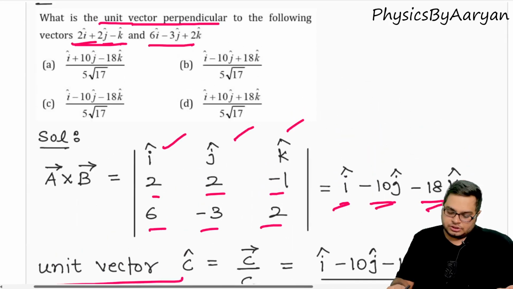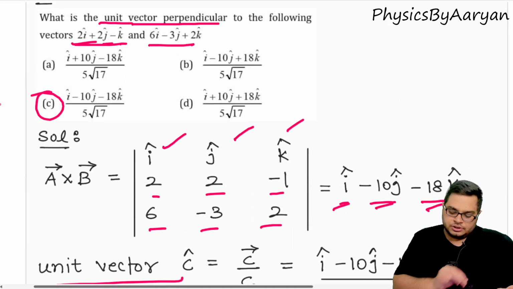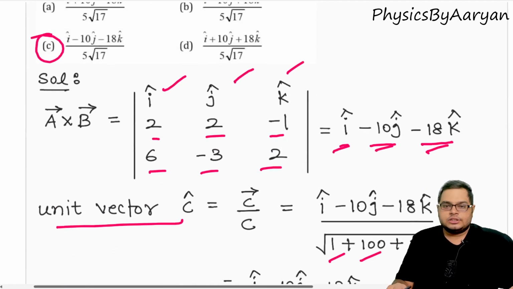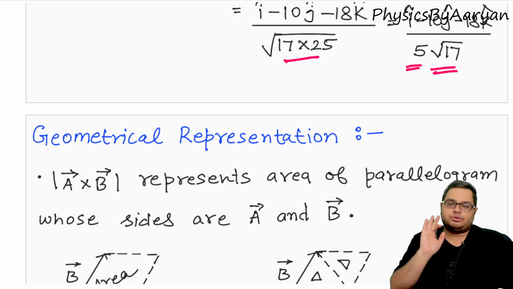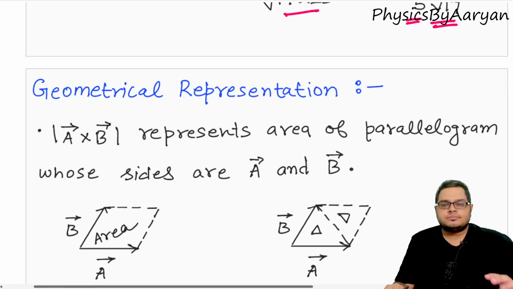Let's check which option is this. So this is your option number C. Okay. So indirectly they asked us to find the cross product and then also find the unit vector. The unit vector is that vector divided by magnitude. Okay. So that was the case.